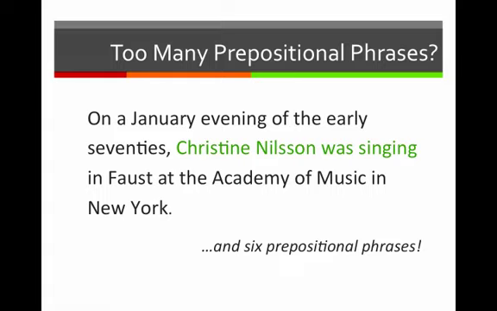And notice how Edith Wharton spreads them around her core sentence. She has 2 in the introduction and then 4, but many of them are short, at the end. Would this sentence work if instead it said Christine Nielsen was singing in Faust at the Academy of Music in New York on a January evening of the early 70s? Maybe. Maybe that's not too many, 6 in a row. Stuff to think about.